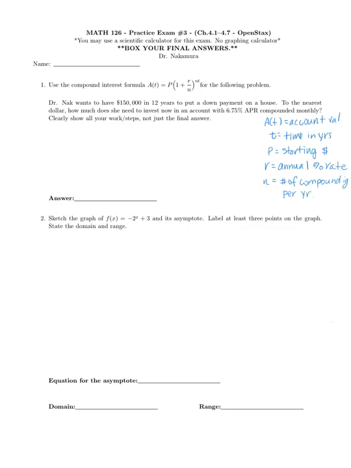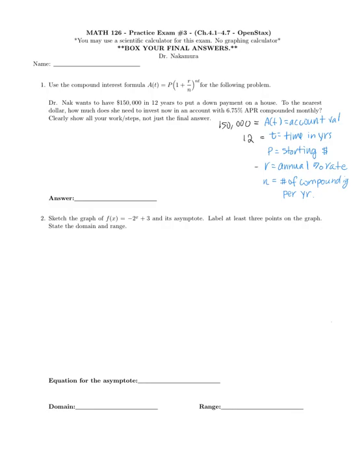Okay, so I think we're good to go. So first of all, let's see. Right now, I want to have $150,000. So the account value, I want this to be $150,000. And T is time in years, so which will be what, 12 years. And P is the starting amount. This is what I'm looking for in this problem.